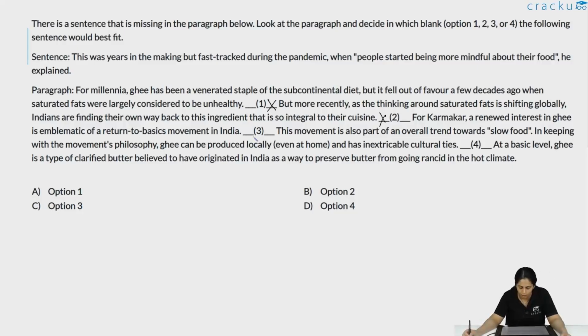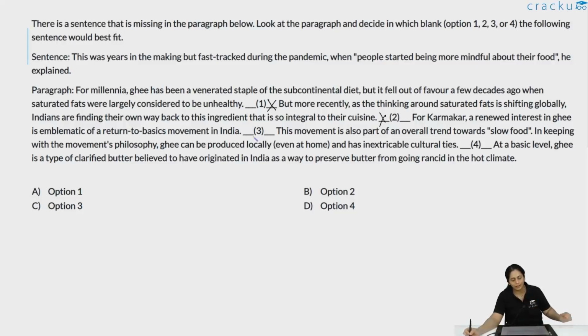This movement is also part of the overall trend towards slow food. In keeping with the movement's philosophy, ghee can be produced locally, even at home, and has inextricable cultural ties. At a basic level, ghee is a type of clarified butter believed to have originated in India as a way to preserve butter from going rancid in a hot climate.